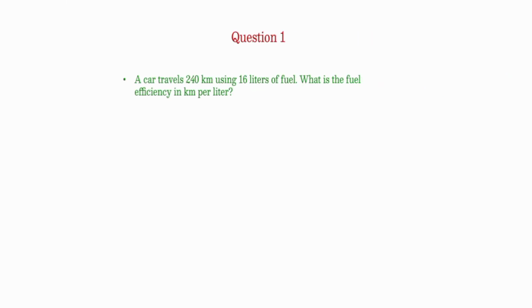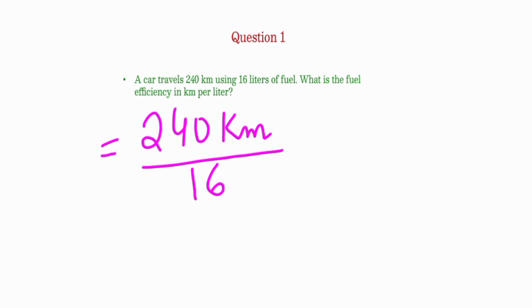Okay, the first question is, a car travels 240 kilometers in 16 liters of fuel. What is the fuel efficiency in kilometer per liter? Now to find that out, first we need to know that with 16 liters, it can travel 240 kilometers. How much will it travel with 1 liter? With just 1 liter, to solve this question, we just simply take 240 kilometers and divide it by 16 liters.